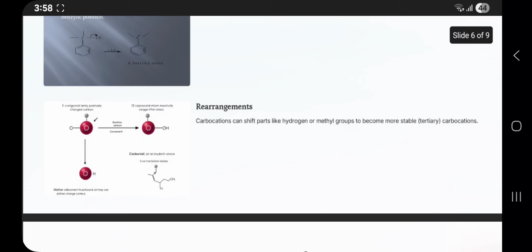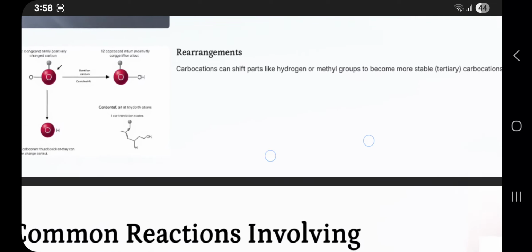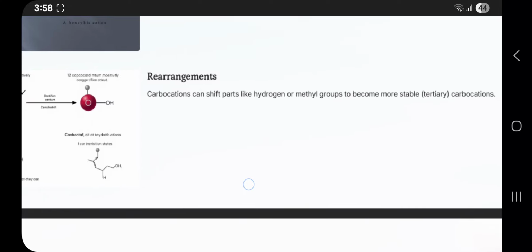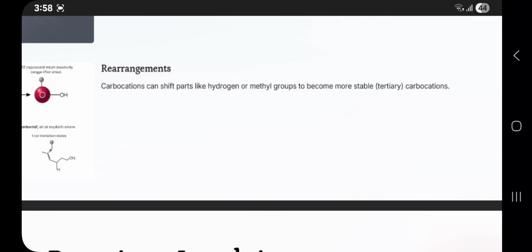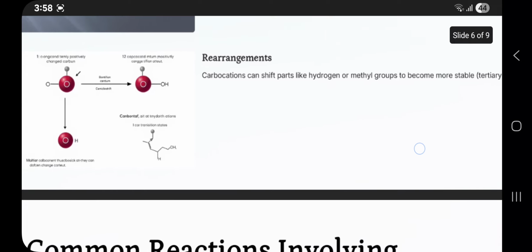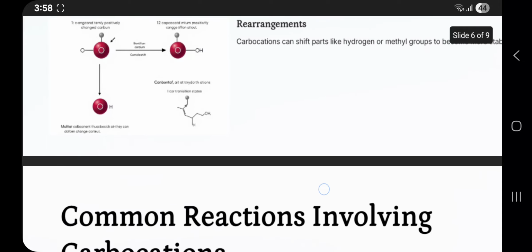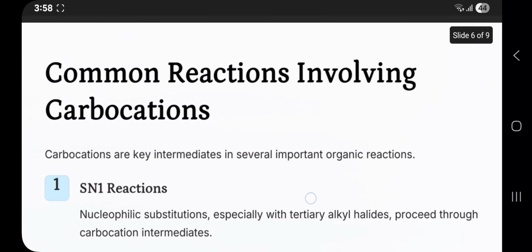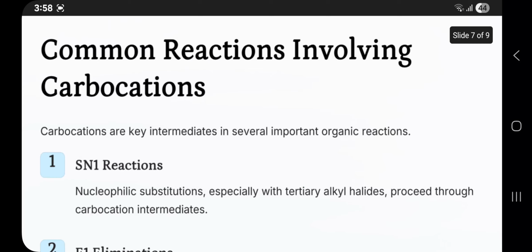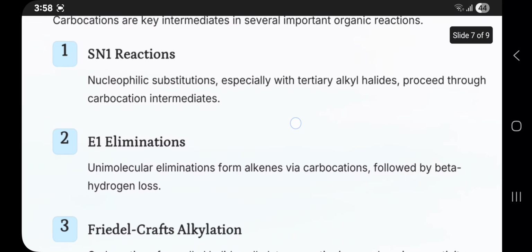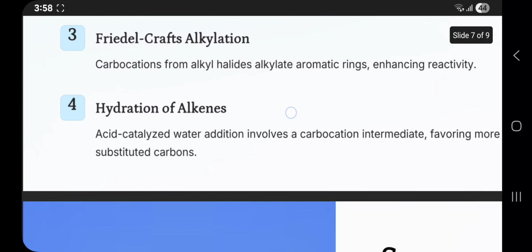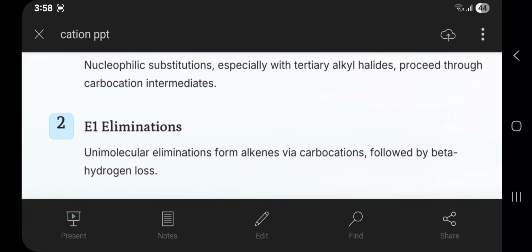Next, rearrangement. You can see this picture, rearrangement. I zoom it. Carbocations can shift groups like hydrogen or methyl to become more stable. Tertiary carbocation is more stable in comparison to secondary and primary. Now next, common reactions involving carbocations. So the common reactions are SN1, E1, Friedel-Crafts, and hydration of alkenes.